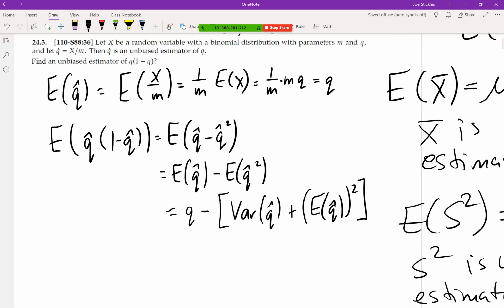So let's see if we can figure out these values here. I still have the q out in front. My q hat is x over m. And I already know what the expected value of q hat is. We already determined that was q. So this will be q squared here.